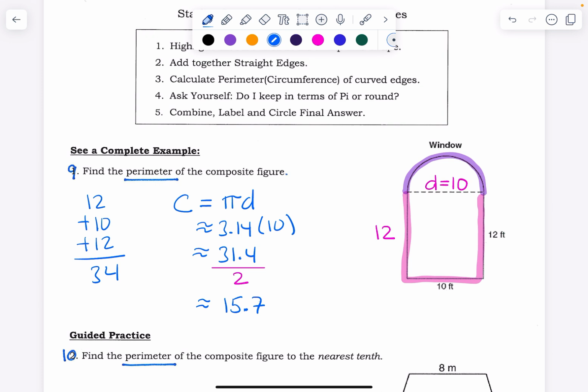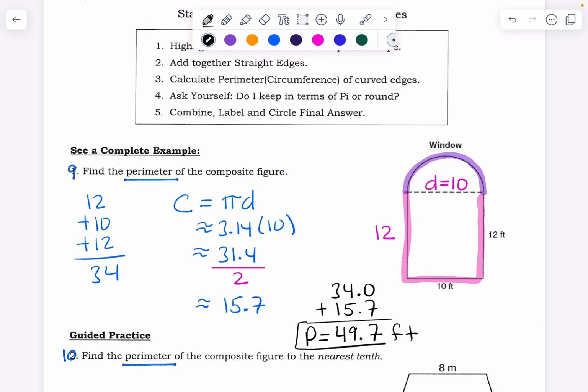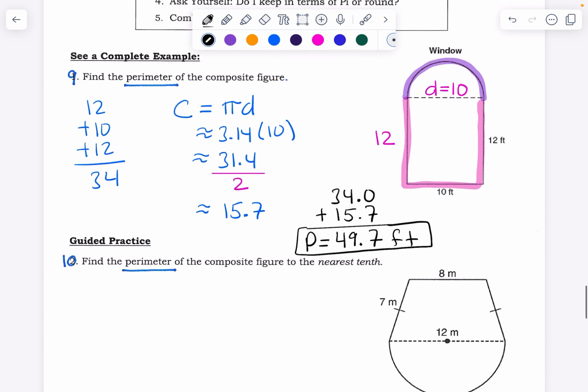Now, with those two numbers, I found the distance of these three sides, and I found the distance of the half circle. So all I have to do is add 34.0 plus 15.7 for a perimeter and final answer of 49.7, and it's feet. Don't say feet squared, area is squared. Perimeter is just regular units and that's it.